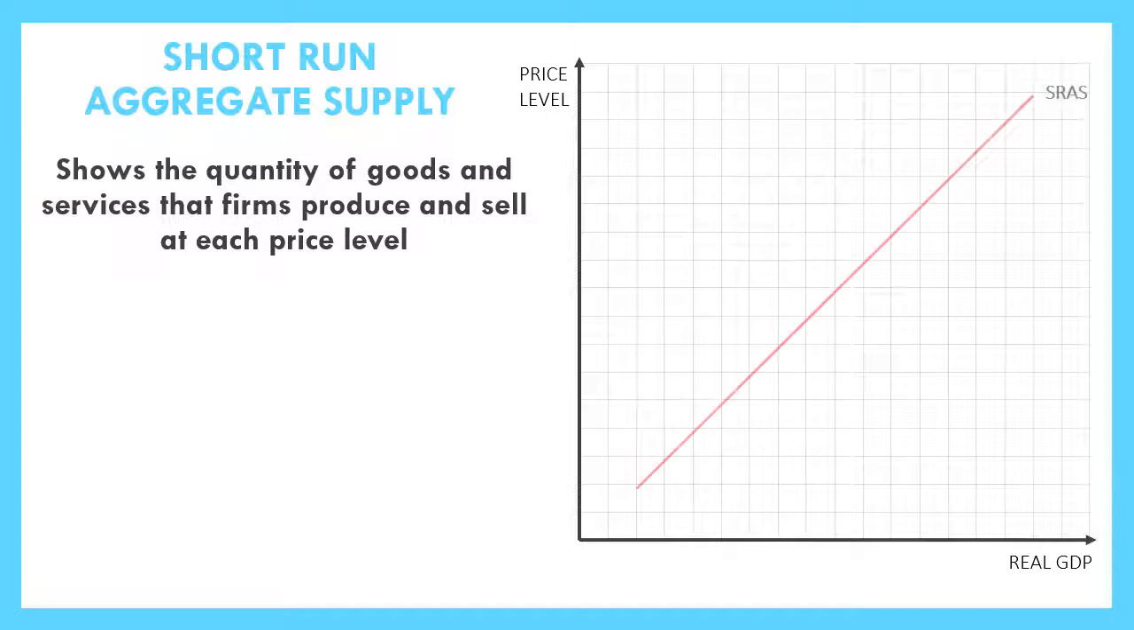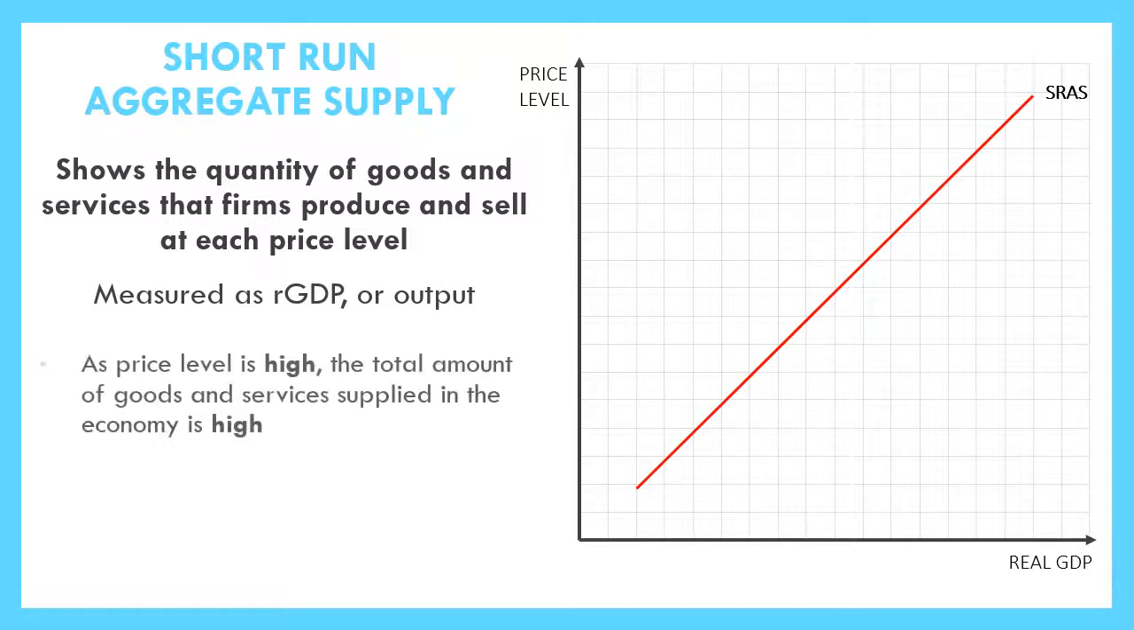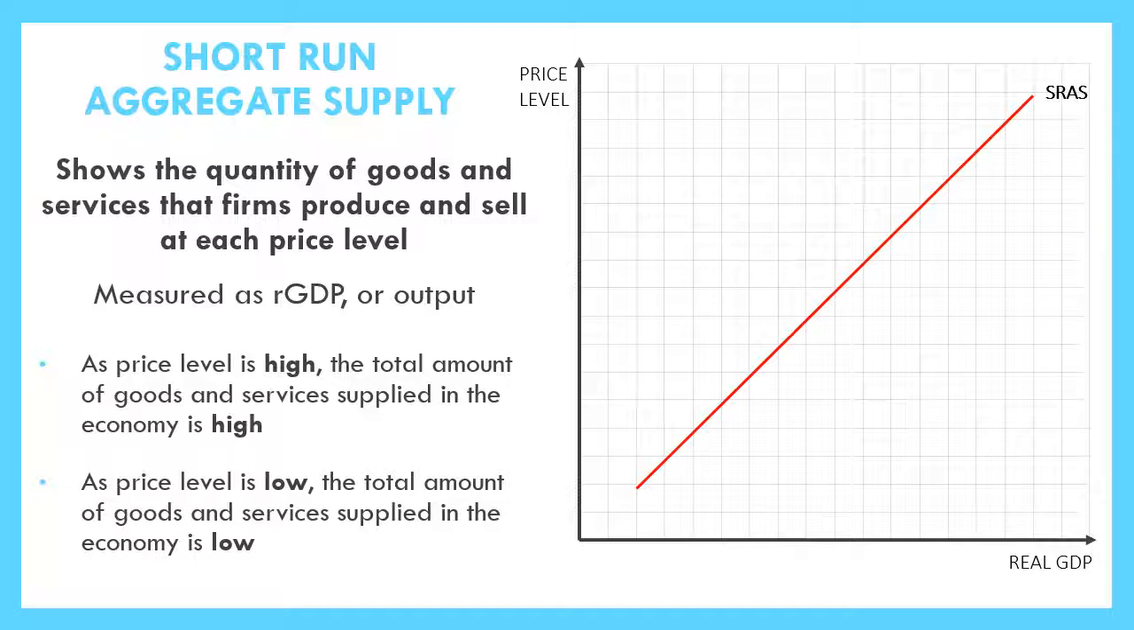Now again, what we see is an upward sloping short-run aggregate supply curve because in the short run, what we notice is that law of supply in action. Whenever the price level is high, the total amount of goods and services that is willing and able to be supplied is fairly high. However, when price levels are low, we see that the total amount of goods and services that are being supplied is fairly low. And so that's why we have this upward sloping curve.